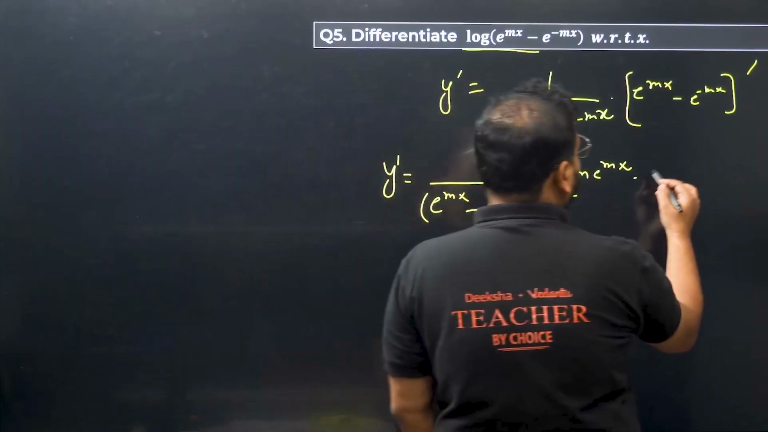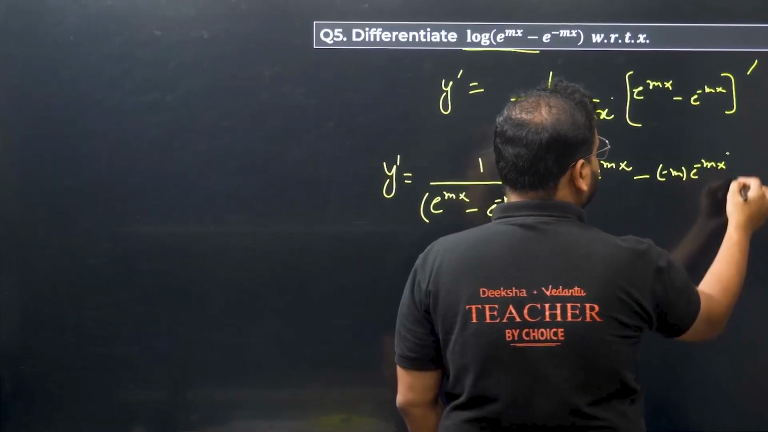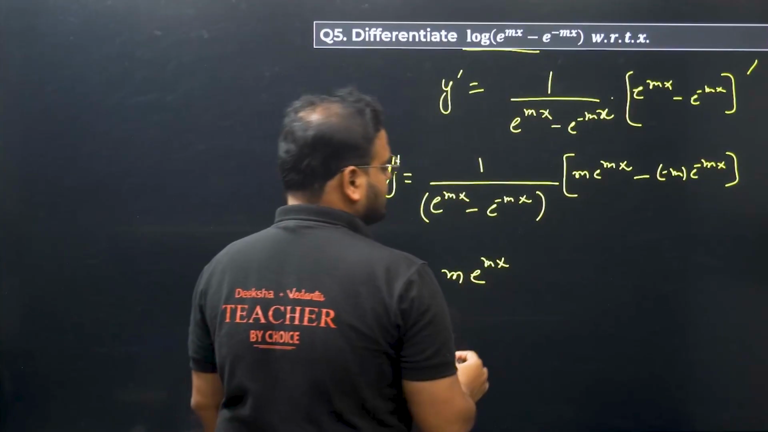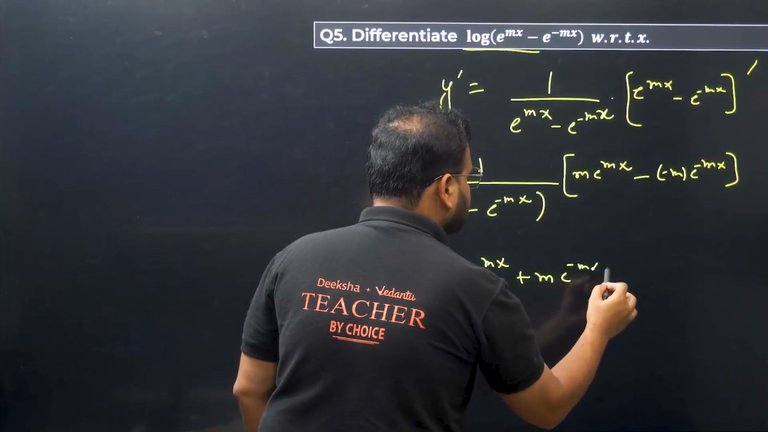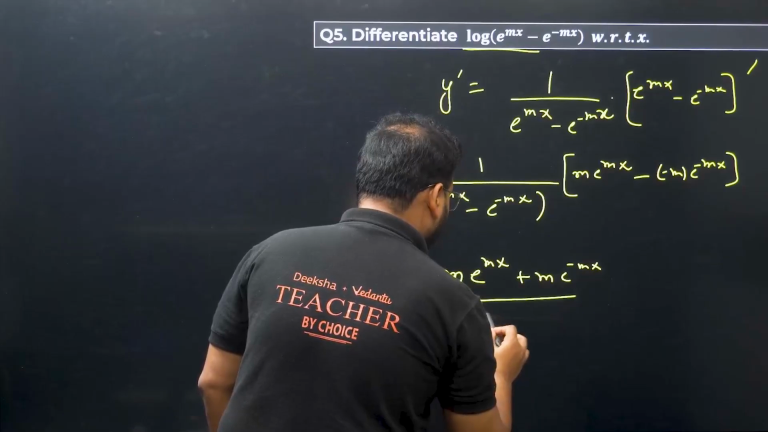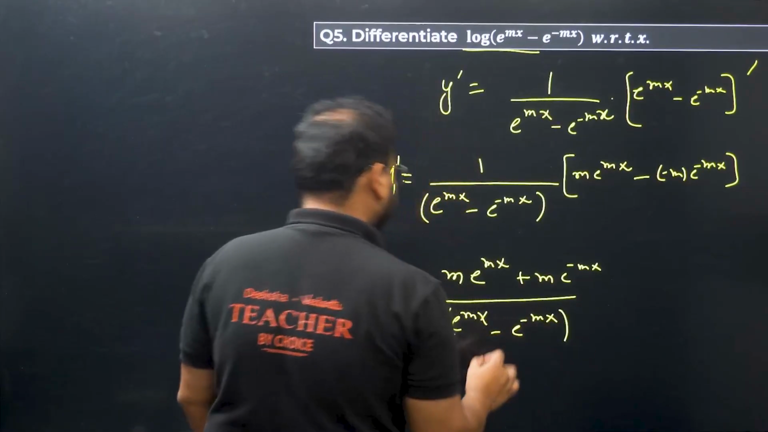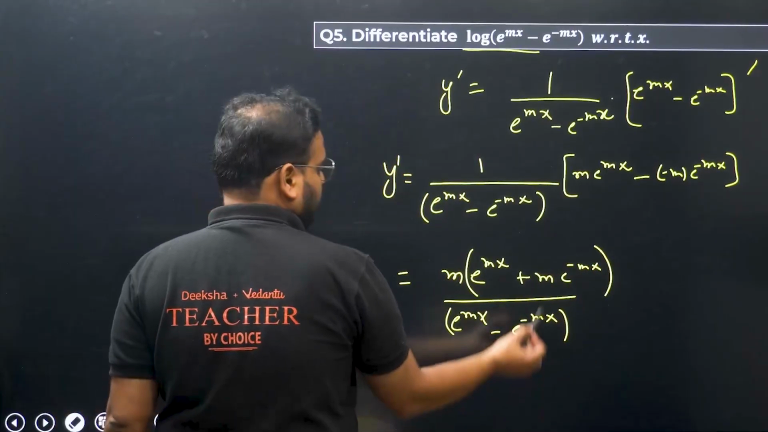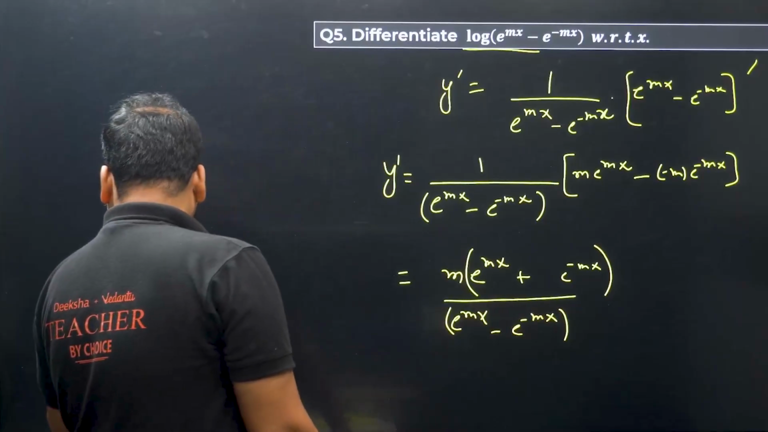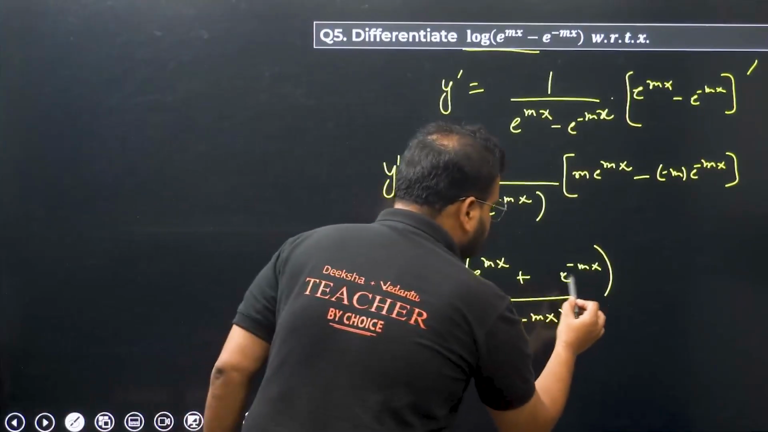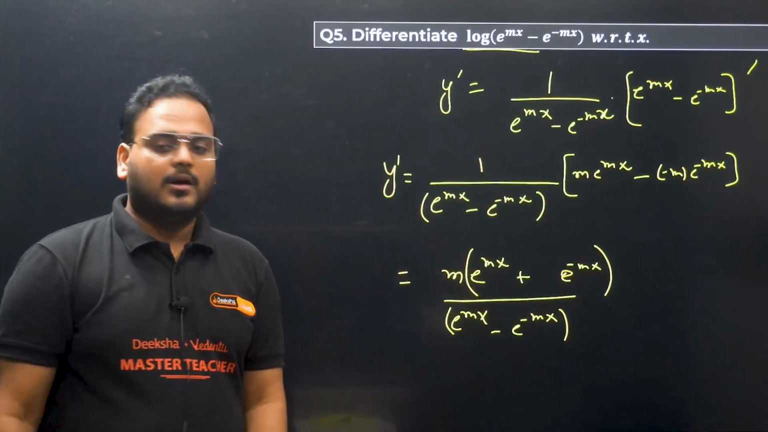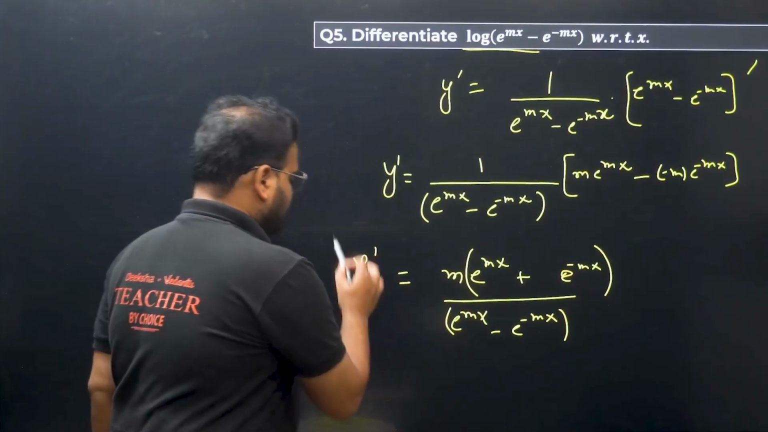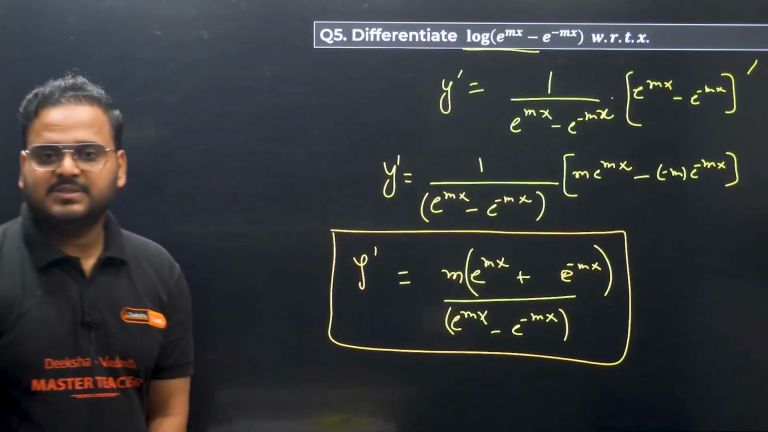Over here we'll have what? Minus m times of e power minus mx. Simplify. So the numerator is what? Numerator is m times of e power mx plus m times of e power minus mx divided by e power mx minus e power minus mx. If you want, we can take m common and remove this m from here. That's your answer. E power mx plus e power minus mx upon e power mx minus e power minus mx. Answer is multiplied with m also. That's my value of y dash. Have a look. Simple question. Question number 6 now.